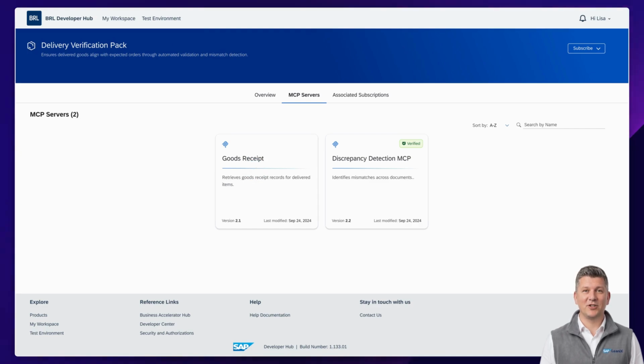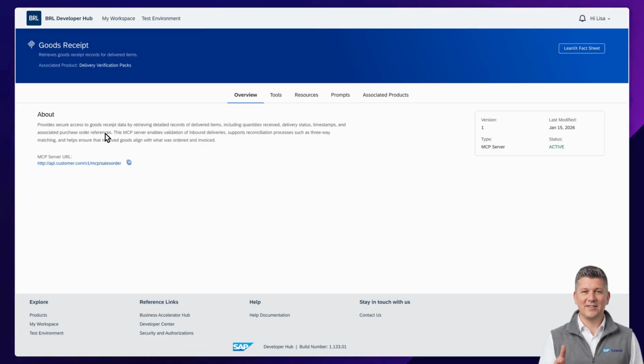In the delivery verification package, she can see the available MCP servers. Drilling into the details, Ava gains additional insight into each server's status, type, and lifecycle information, along with a structured overview of its tools, resources, prompts, and product associations. This ensures full transparency into what each MCP server enables across the ecosystem.